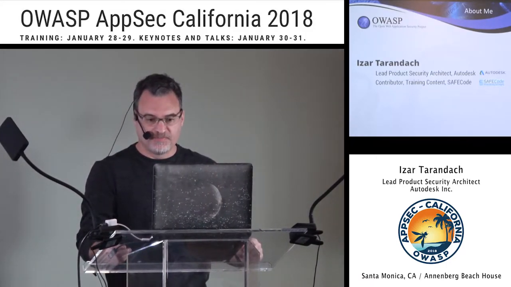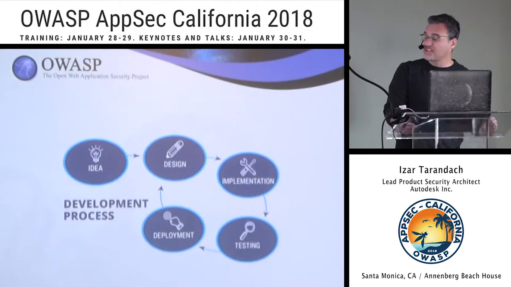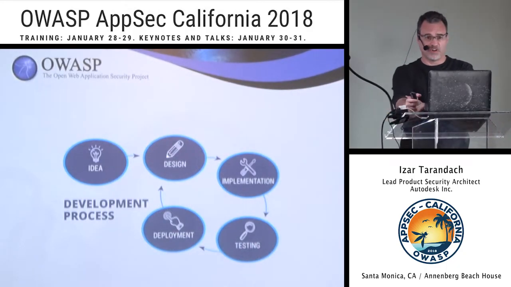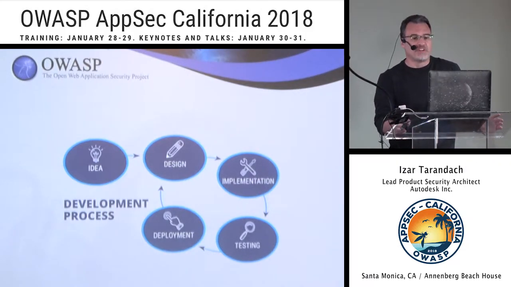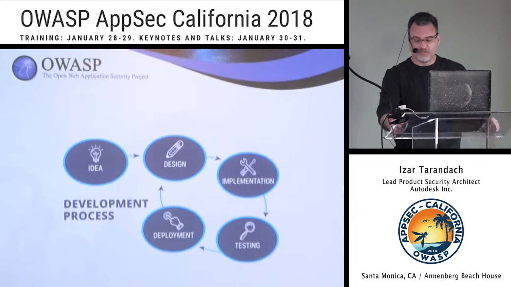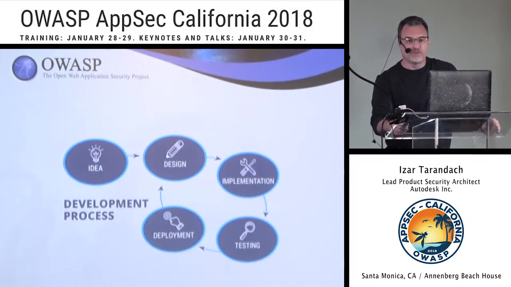To start the thing off, it basically doesn't matter what you're doing, if you're doing agile, if you're doing waterfall, there's only so many ways that you can slice and dice to get a product out of the door. And these are the basic stations. You have to start with an idea, come up with a design, have the implementation, test the thing if you care about it, and eventually deploy and use. So this thing that we call the development process, as you all well know, can fail in a number of ways. And what interests us here is the ways that it can fail in terms of security.